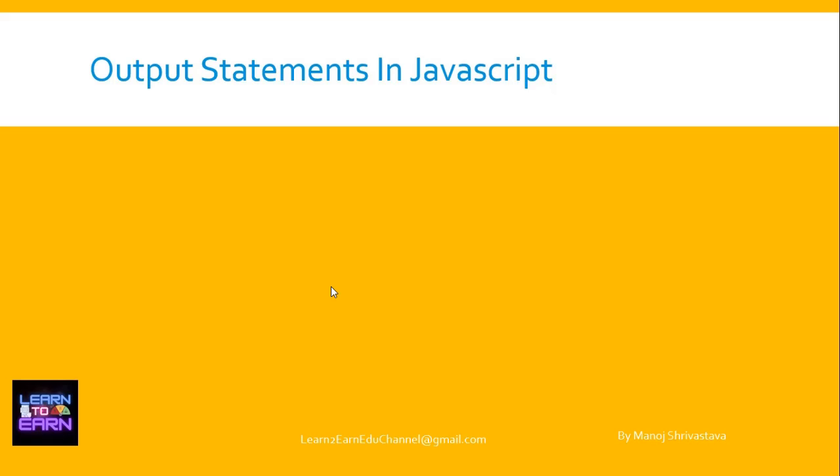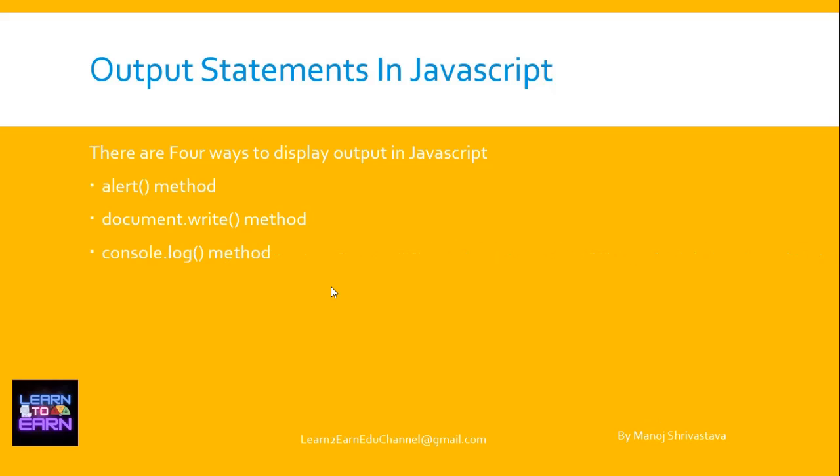Output statements in JavaScript. JavaScript supports 4 ways to display output: alert method, document.write method, console.log method, and document.getElementById method. Apart from these 4, console.log is normally used by developers only and not by the end user. Let's have a look.